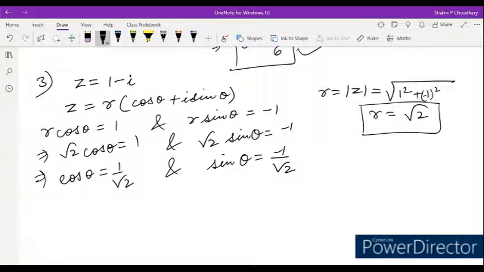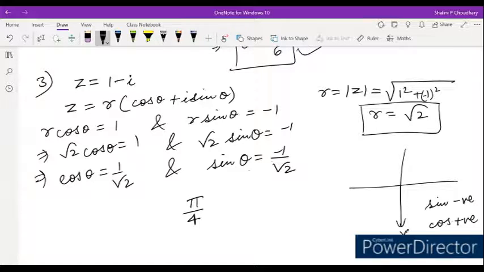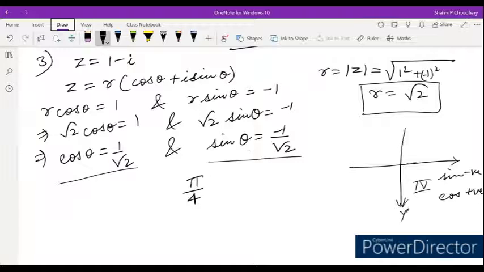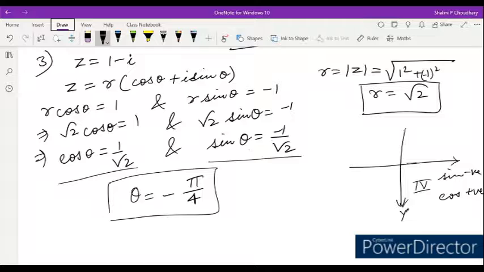Now -1/√2, basically we'll talk here, the value of theta will be pi/4. Okay, now which quadrant? Sine is negative but cos is positive. So sine is negative, this depends on y, so sin will be negative here in this quadrant, sin negative and cos positive. Okay, so here we are talking about the fourth quadrant. So here sin is negative and cos is positive, so the value of theta will be equal to minus pi/4. Okay, so this is the value of theta.